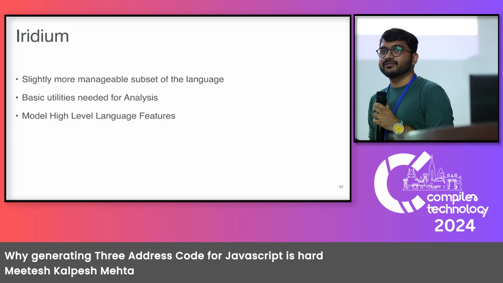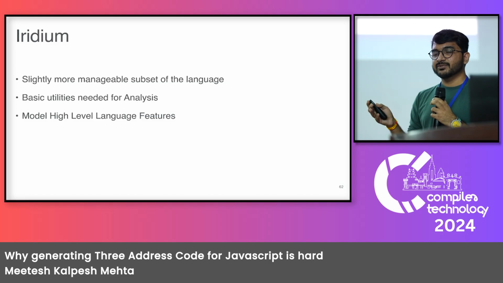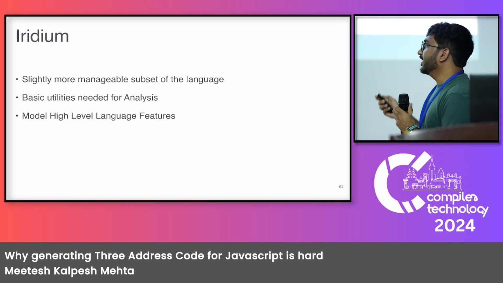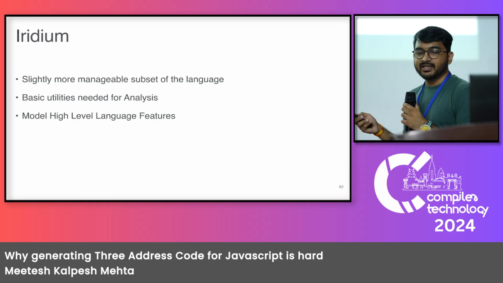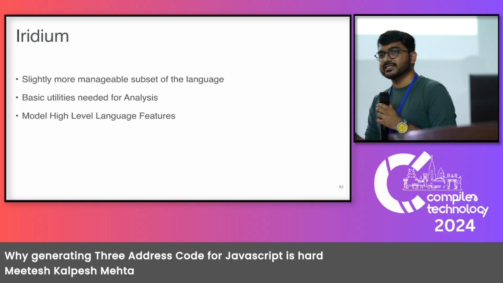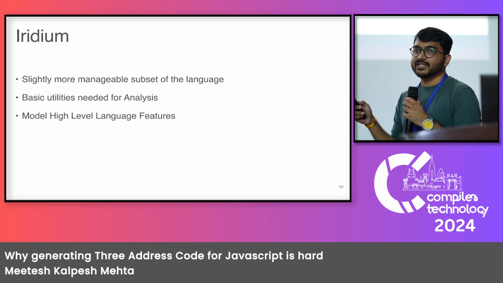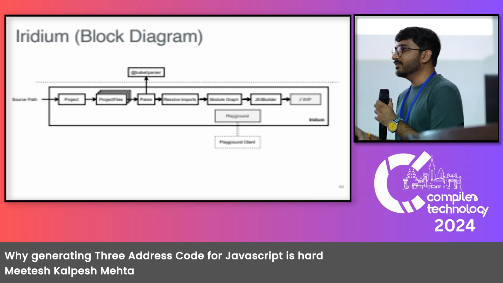So to this end, our current work in progress, we call it Iridium. What we are trying to do is convert JavaScript to a slightly more manageable subset of the language. So we would like to have some basic utilities needed for analysis, which we are currently developing. And we would like to model high-level features. So when we take this JavaScript code that has first-class continuations that get generated, and then you have language extensions, we would like to keep all this high-level information around until the end, so we can optimize and do more sort of analysis. So this is what our pipeline looks like currently.